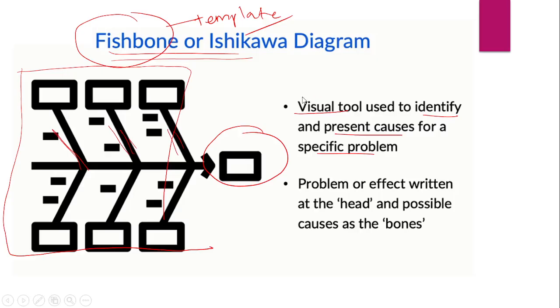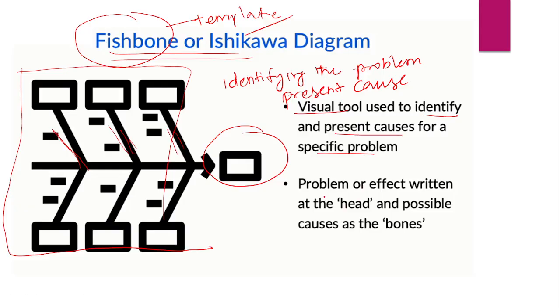Here you can easily understand what your problem is. Identifying the problem is the basic thing. Identifying the problem can be done, and you can also easily identify the present causes of the problem. Here you can see the problem or effect is written in the head. So what is the problem? This is called the head. And the possible causes are in the bones. So here you can see the bones.